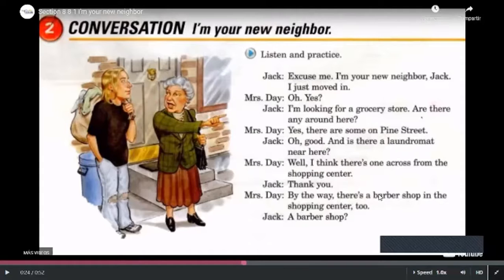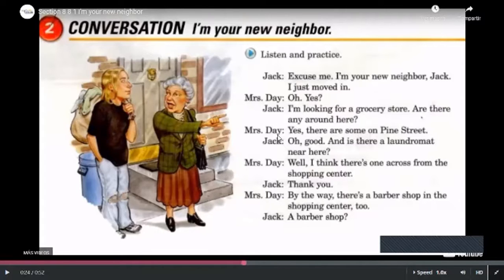Barbershop, do you know what is a barbershop? Yes? Okay. Do you know what is the expression, by the way? By the way. Do you know this expression? Por cierto, right? Por cierto, by the way. And in this lesson, we're going to use there is and there are. There is and there are, okay? Okay, let's practice the conversation.